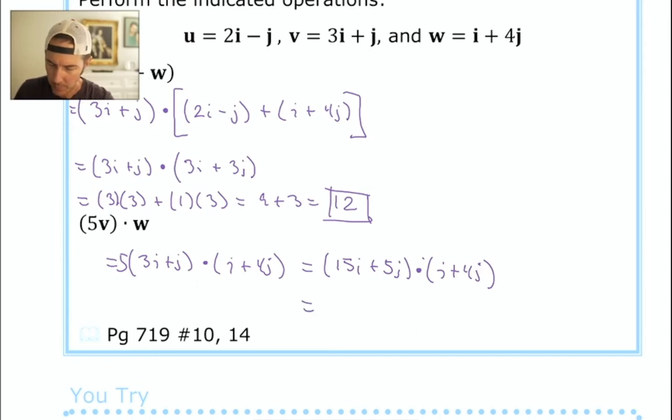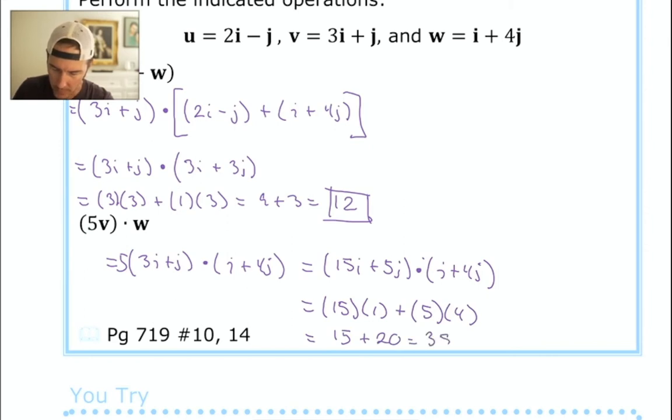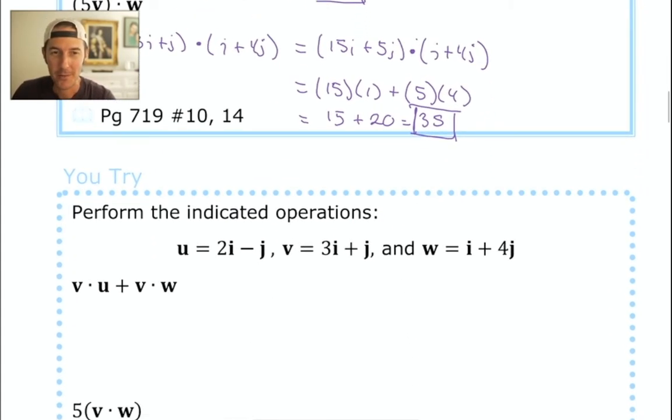When we perform the dot product, we'll take the i coefficients, that's the 15 times a 1, and we'll add the product of the j coefficients, which is a 5 times a 4. So we have 15 plus 20 equals 35.